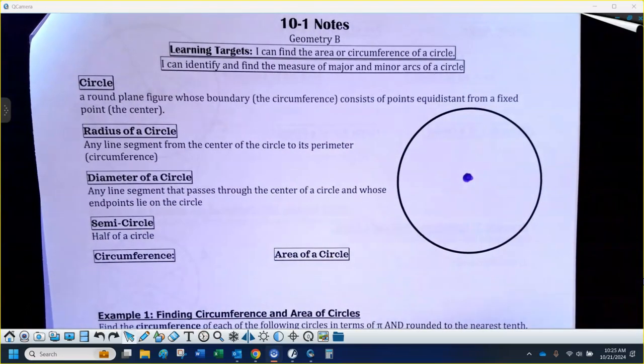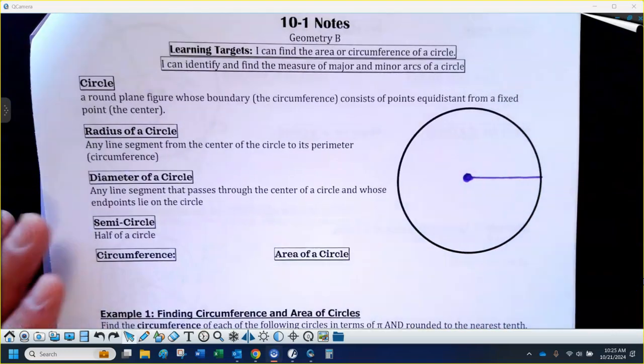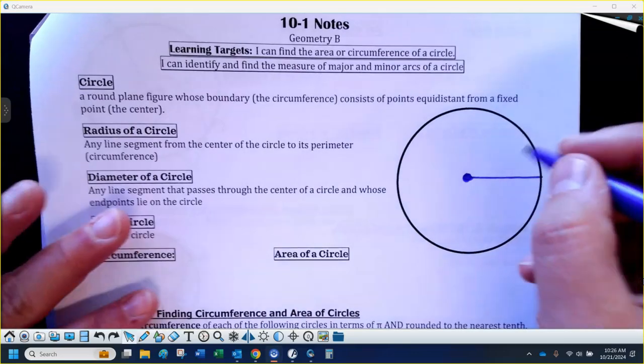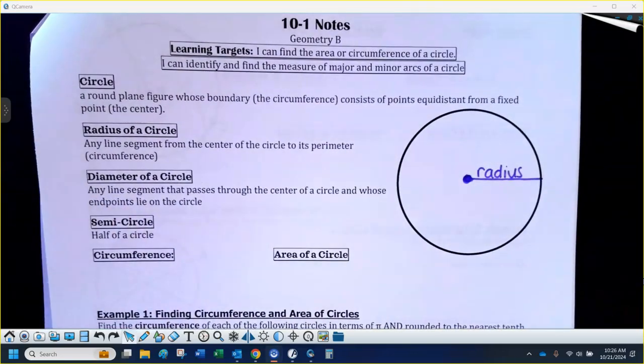So what they mean by that is if I were to draw a line from that center point to any point on the circle, all those distances would be the same, and that's actually the next definition, which is that this guy is what we call the radius of the circle.